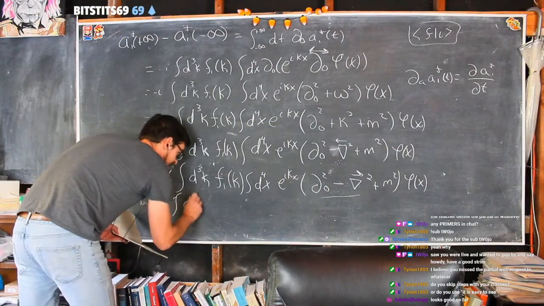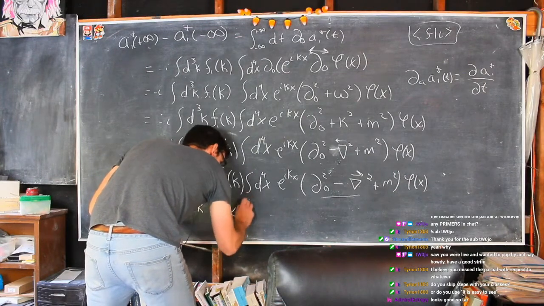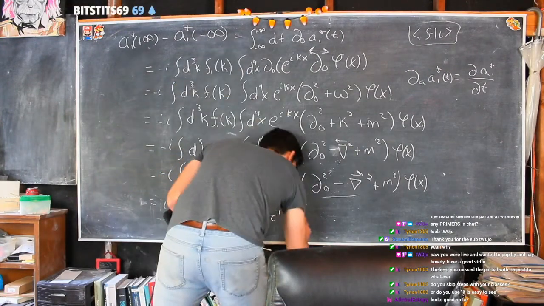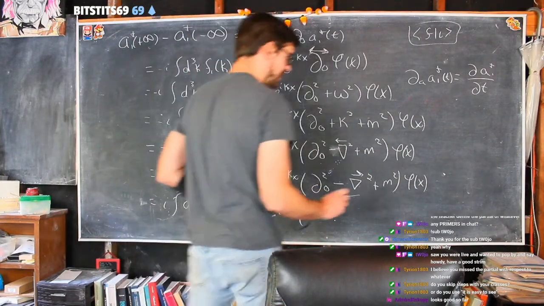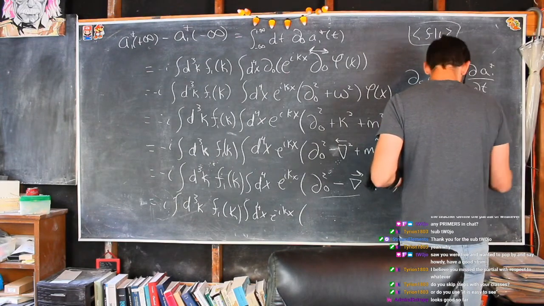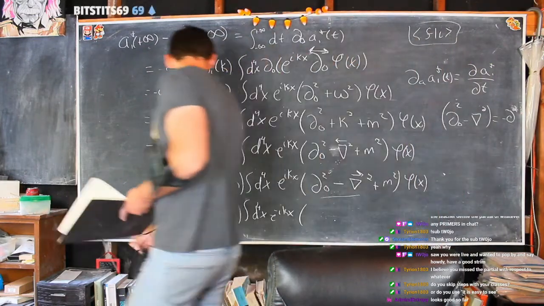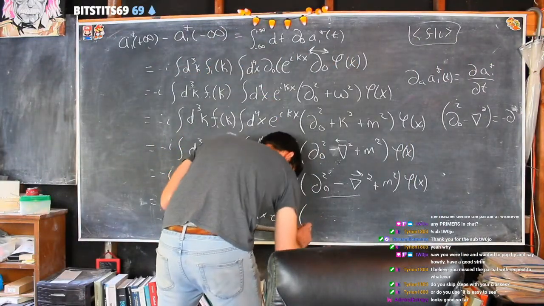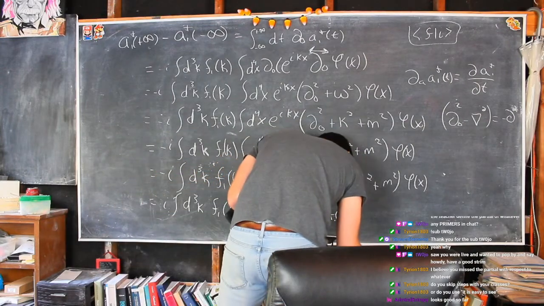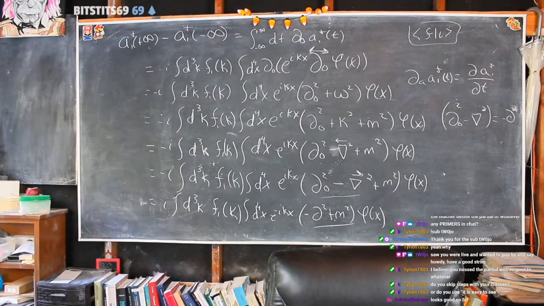Minus i integral d3k f1(k). Let me make sure I get this right. Integral of d4x e to the negative ikx. And we know that the derivative with respect to time minus the derivative with respect to space is going to be that four-vector derivative that shows up in a very famous formula that I'm about to write. What is this formula? It was literally like a giant crutch for doing all of the stuff we did so far, not even just path integration, but other stuff too. That one right there. What is it?